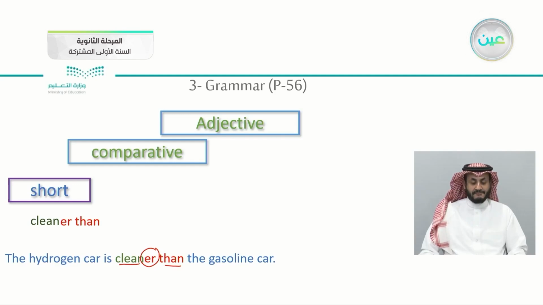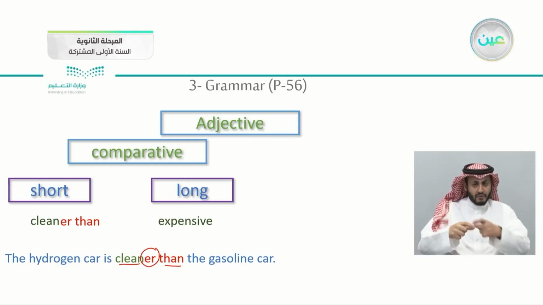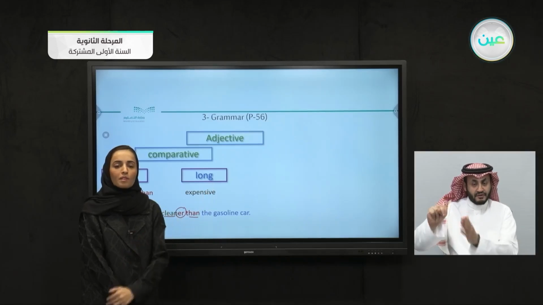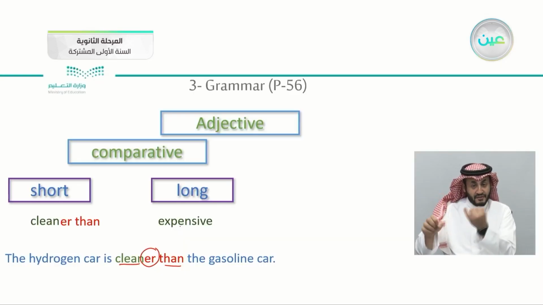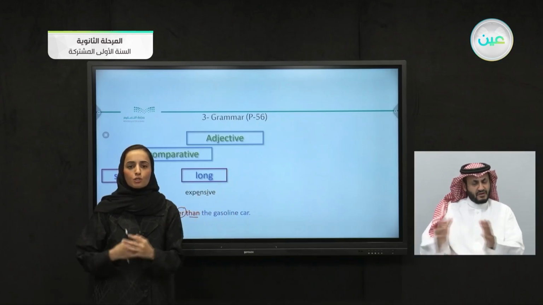Or if it is a long adjective, what do we mean by long adjective? Many syllables. Like when we say expensive, three syllables. Beautiful, three syllables. Many syllables, and you can count the vowel sounds here. Expensive, so we're having many vowel sounds, more than one. It is actually a long adjective. Can you make it longer? It will be very hard to pronounce.